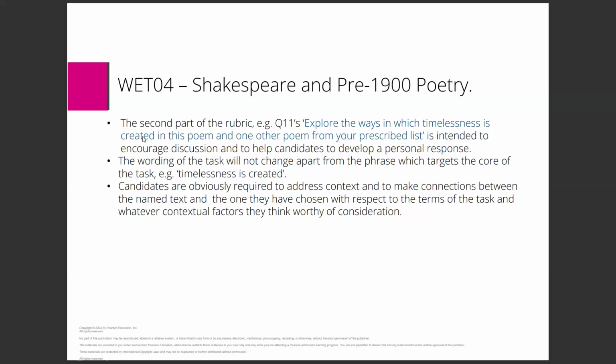Looking at personal response, the wording of the tasks will not change apart from the core target. So the beginning will be, explore the ways, and the bit that changes will be, in this case, how timelessness is created. So we've got the sense that it's always an exploration. It does not have to be line by line, and in fact, we would potentially discourage that chronological approach because it sometimes can become too focused on word level. But we're thinking about context and meaningful connections they may make with the poem that they've chosen. So they're thinking that actually the poem that they've chosen will hopefully help them enhance their ideas and present a level of nuance.